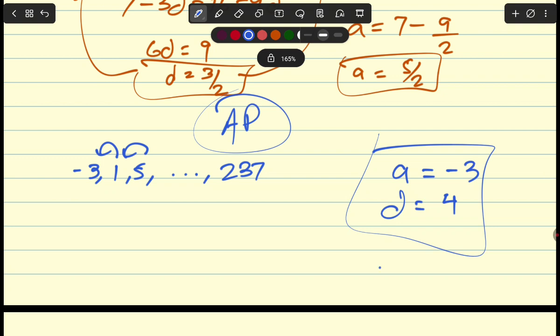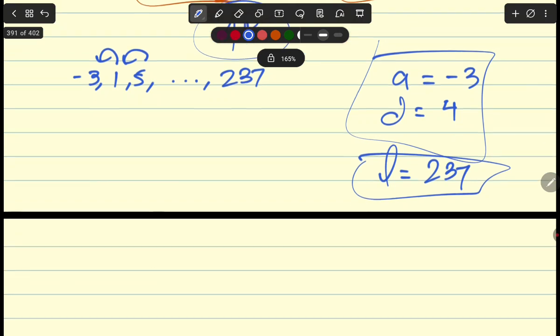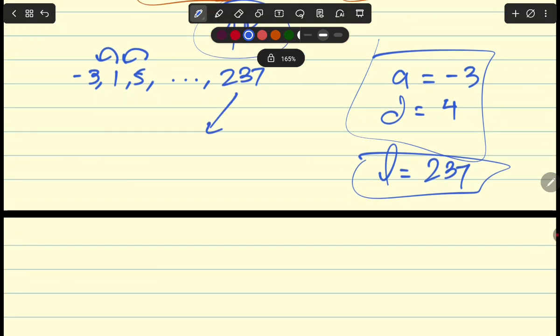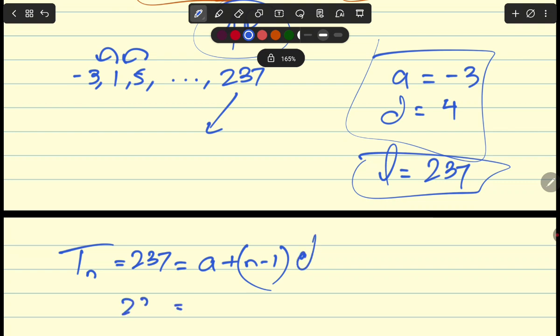And we also know that the last term is 237. Now, we don't know which term number this is, right? So let's say that this is term n, which is 237. So the general formula is a plus n minus 1 times d. We know that a is minus 3, n minus 1 we will write as it is, d is 4.